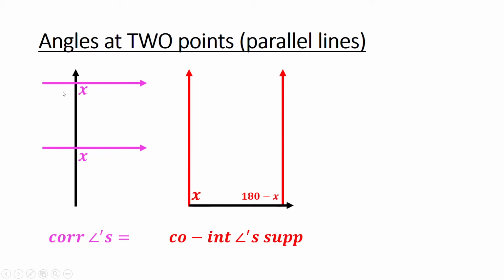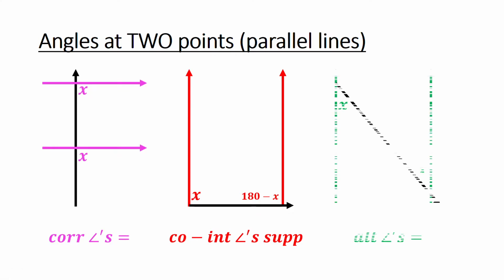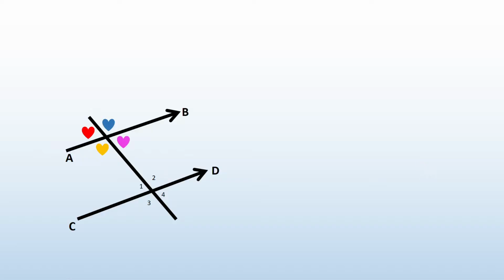Then you've got your U shape, which is your co-interior angles. They are not equal, they are supplementary, which means they add up to 180 degrees. So this angle here plus this angle here equals 180. Then the last one is your alternating angles, which is the Z shape, which I think is the easiest one, or the N shape. Again, alternating angles are equal, so this, if it's 20, is also equal to this, which is 20.